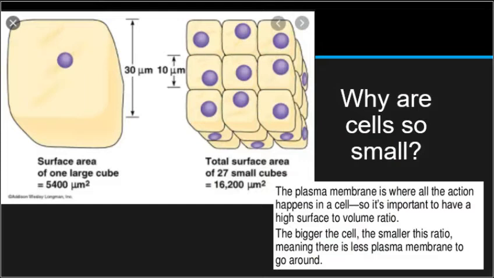All right, so the plasma membrane is where the action happens in the cell, taking stuff out, absorbing stuff in. And so the bigger the cell, the smaller the ratio between the cytoplasm and the cell membrane. So therefore, we need cells to be small. All right, so that's why cells stay small. The largest cell that I can think of is an ostrich egg. That's a large cell. It's a big cell.